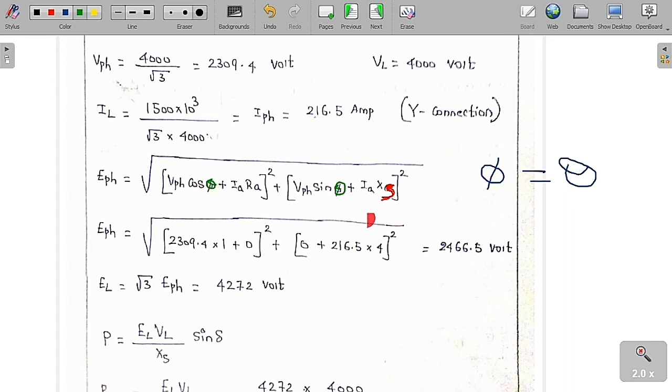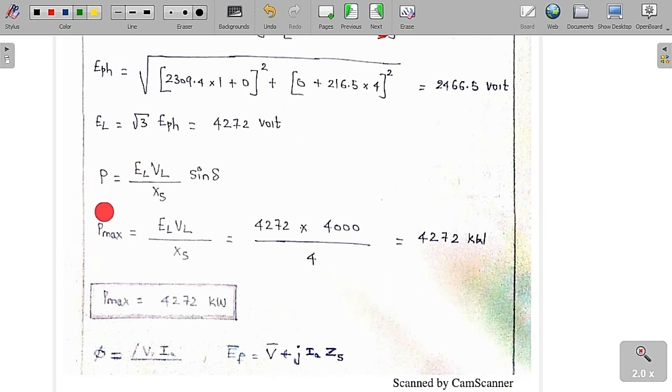So this is actually theta. There is nothing like phi. The phi concept I have already not told you. So this is actually theta. Therefore we can now write the equation of the power. Power is equal to, as I have already told you, EL into VL by XS into sin delta.